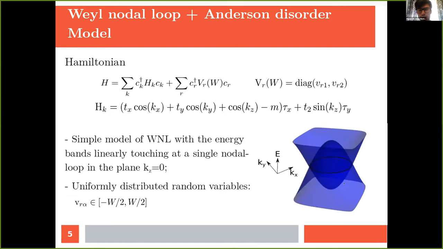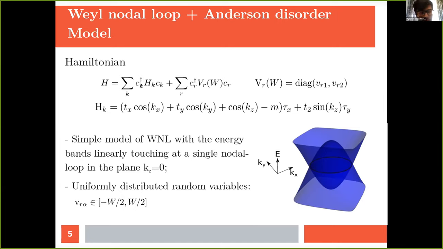Now, before showing you the results, let me first show you the specific model, the specific Hamiltonian that we analyzed. So what we wanted to do essentially was to do exact diagonalization computations for this Hamiltonian. So this is the Hamiltonian on a lattice. And the first term here is just the term for the clean Weyl nodal loop. So we are writing it in momentum space, and it was built in such a way that the valence and conduction bands touch along a single loop in the plane kz equals zero.